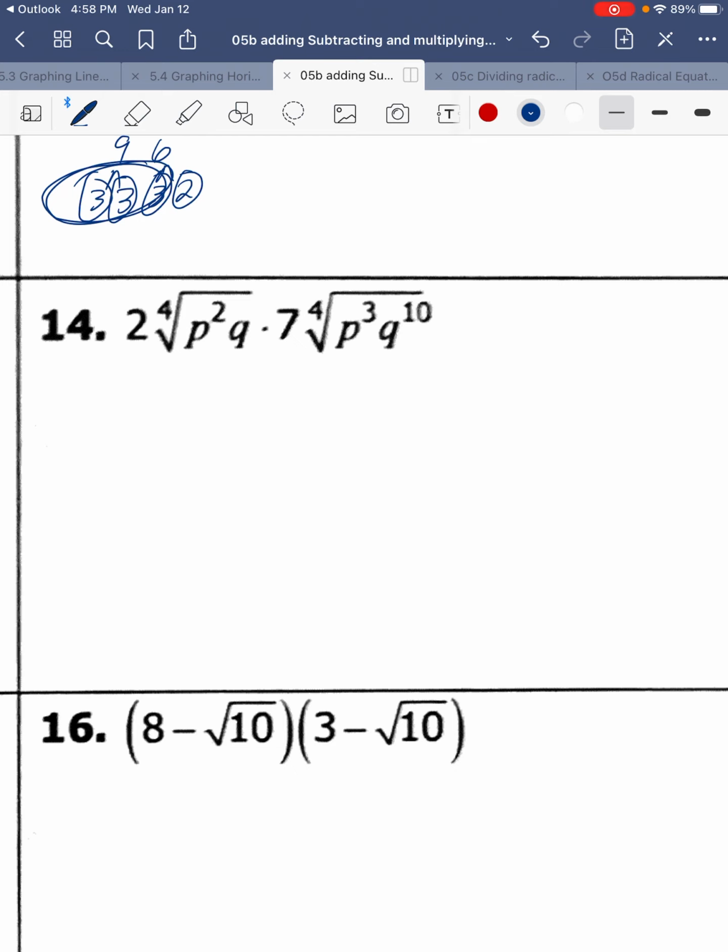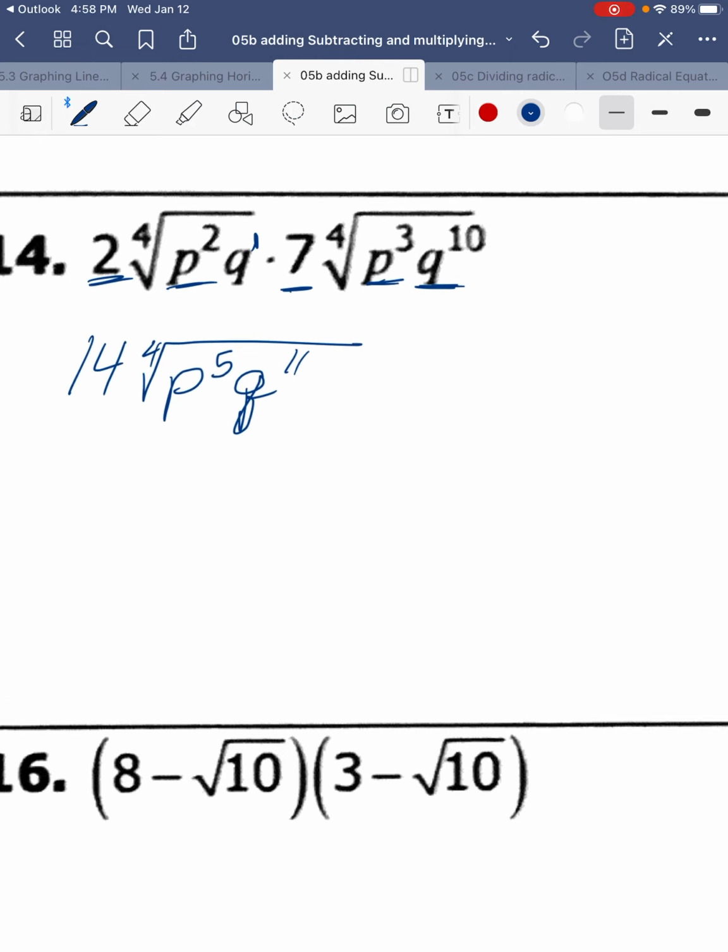Number 14, last one I'm going to do for this video. So 2 times 7, multiply the coefficients, 14. It's a 4th root of p squared times p to the 3rd is p to the 5th, q to the first times q to the 10th is q to the 11th, adding exponents. So we're looking at p to the 5th. How many groups of 4 can you take out of 5? And that is 1, so there's going to be 1 p that comes out with a p left over.